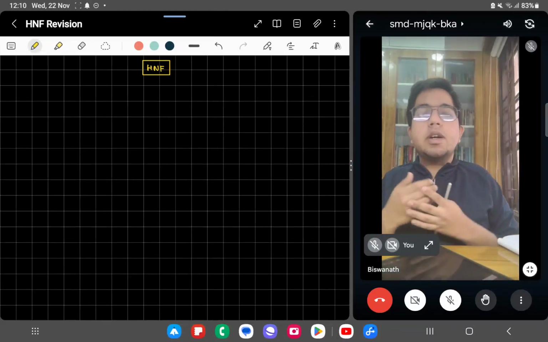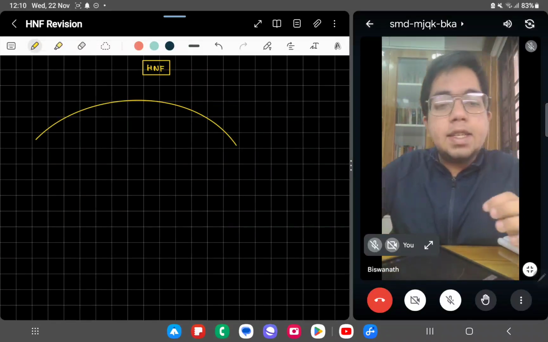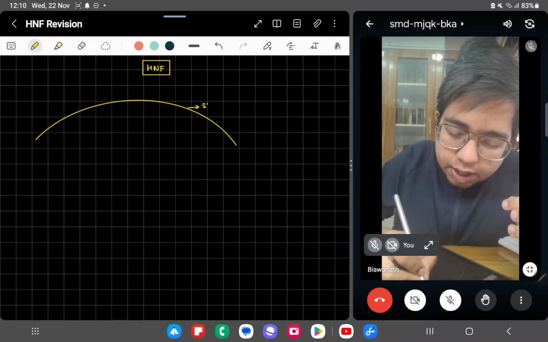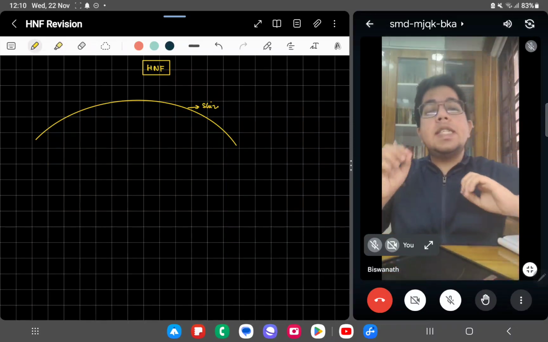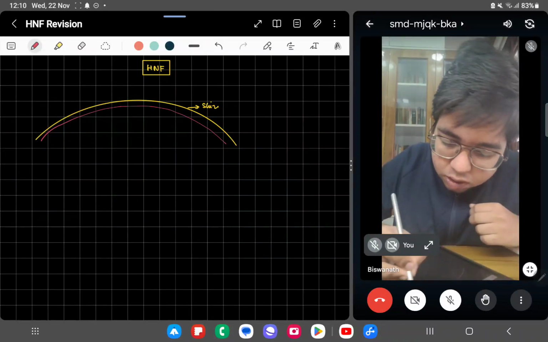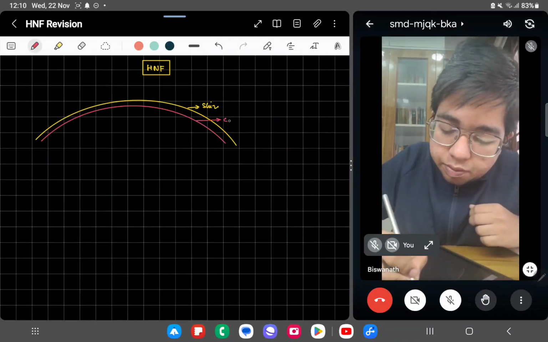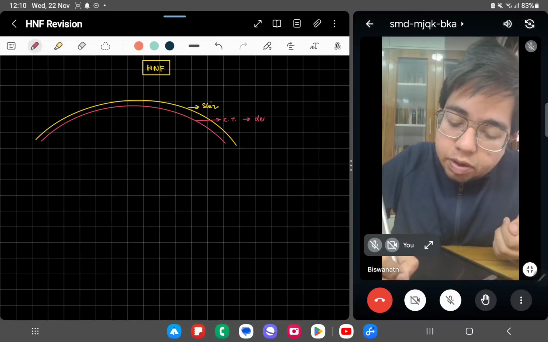Talking about the layers, what are the layers? You can remember them by SCALP. The first layer is S. S is the skin. Then the second layer is C. C is your connective tissue. Let's draw the connective tissue. This is a dense fibrous connective tissue.